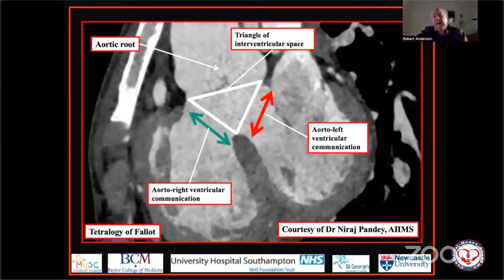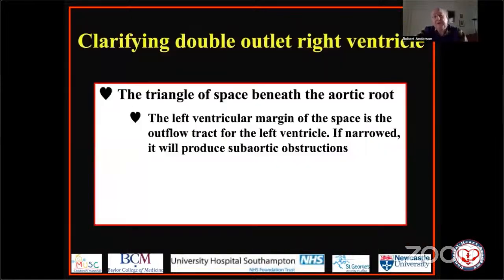Now, what can we say about those communications? The left ventricle entrance to the aortic root is the outflow tract for the left ventricle. So it follows, if that is narrowed, it will produce subaortic obstruction. So we need to know whether that is wide enough for all the flow coming into the left ventricle, in the setting of an overriding aortic root, to be able to reach the aorta.